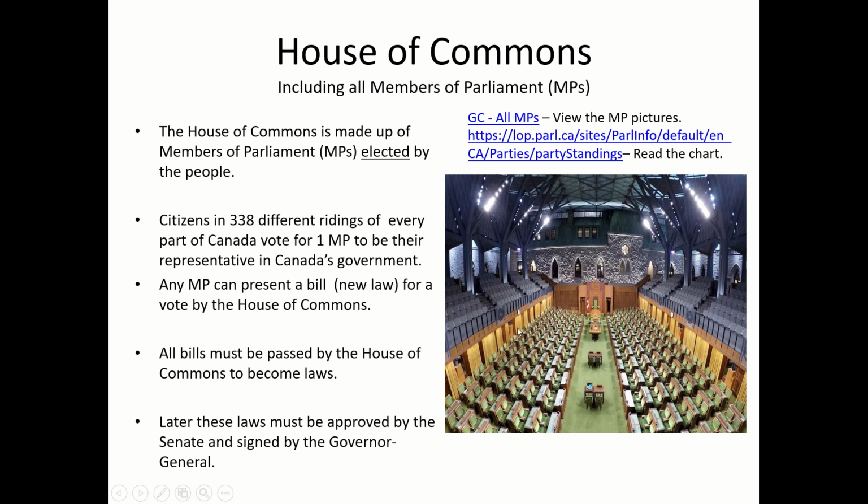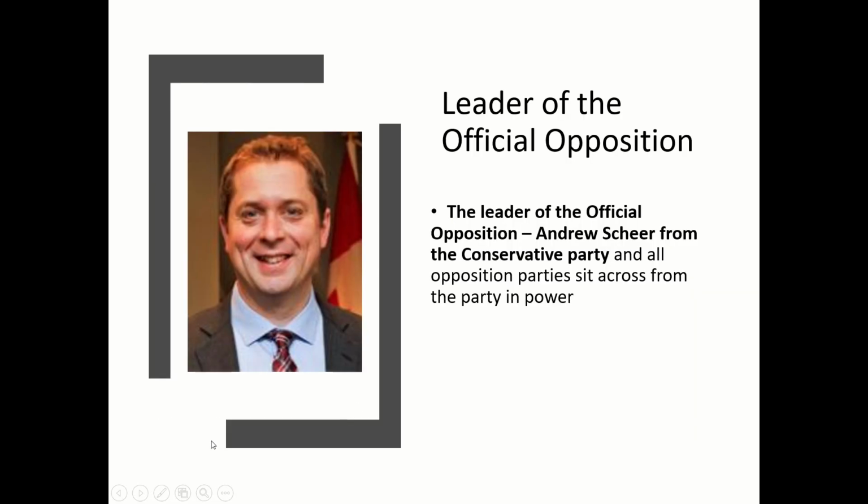After something's passed in the House of Commons, if they get enough people to vote for it, then it goes on to the Senate, which is the next step in becoming a law before it gets to the final step, which is being signed by the Governor General. Very rarely would the Governor General not sign a law that's been passed by the Senate.